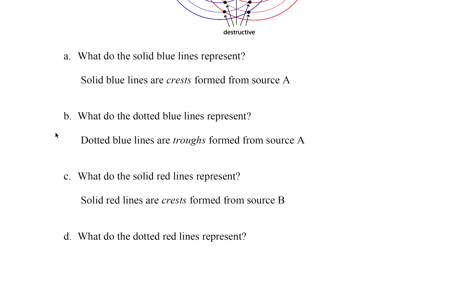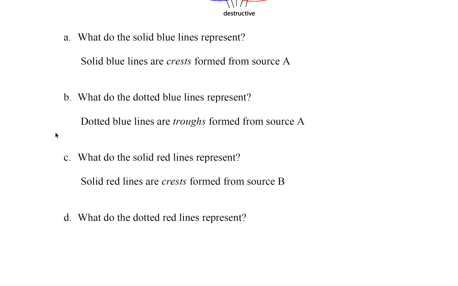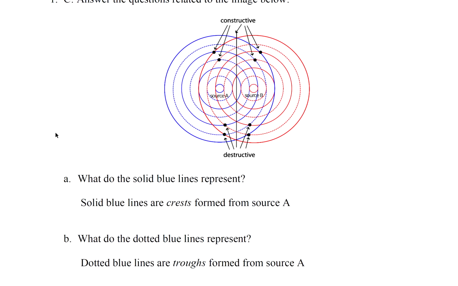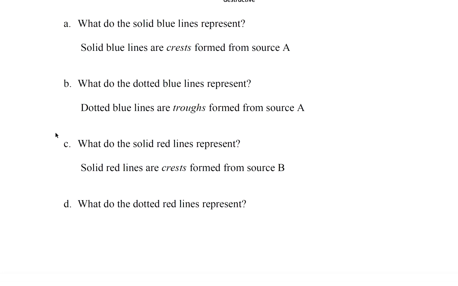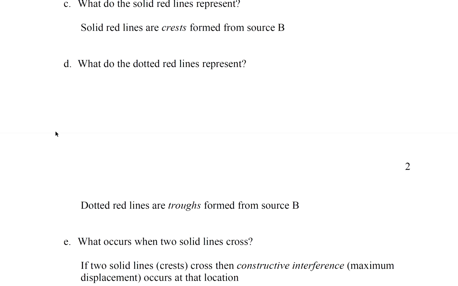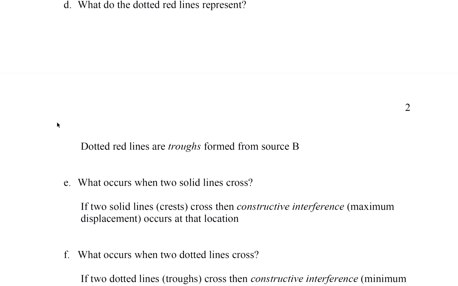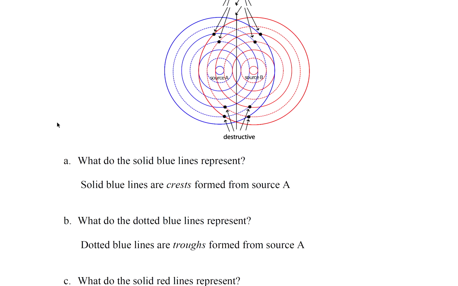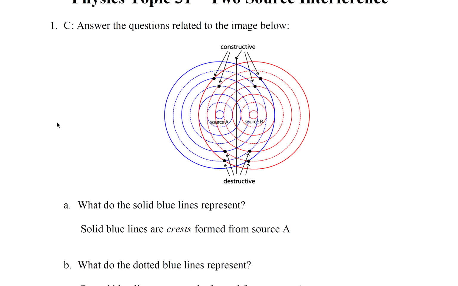Part C, what do the solid red lines represent? Solid red lines are crests formed from source B. And finally, what do the dotted red lines represent? Dotted red lines are troughs formed from source B. So take a look at this image, kind of like memorize it.